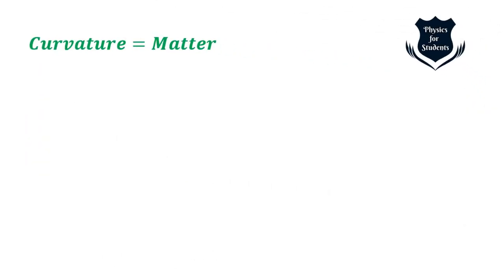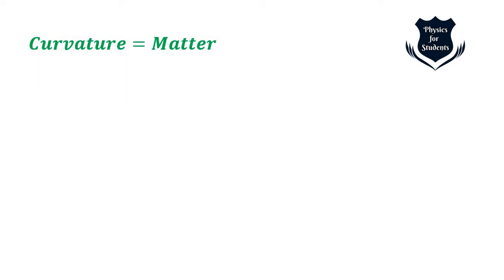Now we have already seen that on the right hand side what we deal with is the stress energy momentum tensor. So obviously it deals with curvature, and as we have seen earlier, curvature is equal to matter. So the question arises: what is matter? Well, you must say mass.